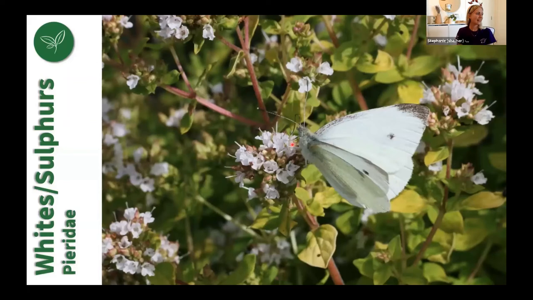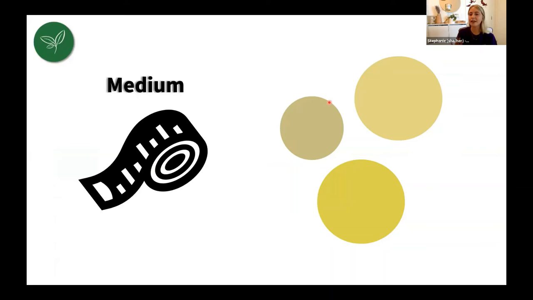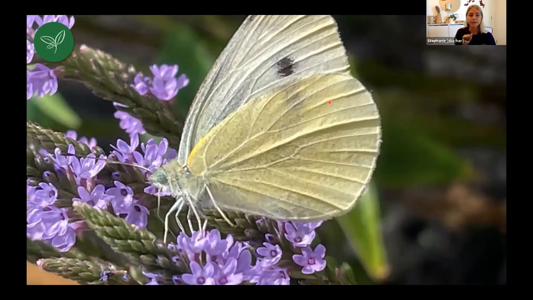The next one is whites and sulfurs, probably one of the most basic and easy butterflies to identify. They are usually medium in size, and these are the colors. Very basic colors, and usually not too many features on the butterfly. The most common of the whites and the sulfurs is this one here. This is called a cabbage white butterfly. You probably have seen so many of these in your parks or in your backyard, or if you've come to Riverwood, they're all over the place. And they just are white butterflies.